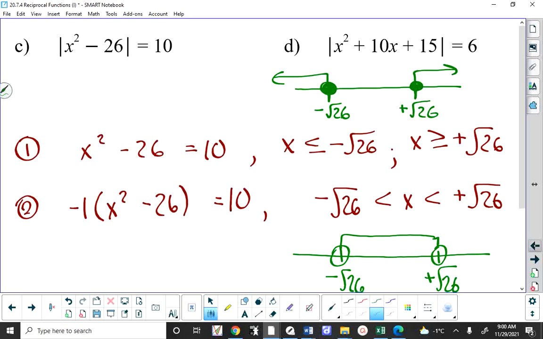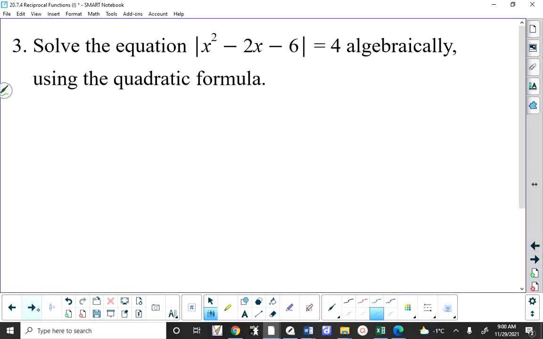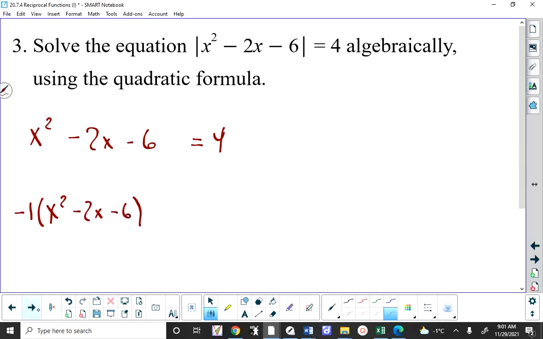Okay, so let's take a look at number 3. We want to solve this algebraically, and it says using the quadratic formula, which tells me that at least one of the two equations is not factorable, but does have solutions. One of the equations is x squared minus 2x minus 6 equals 4, and one of the equations is negative 1 times x squared minus 2x minus 6 equals 4. This is equation 1 and 2.